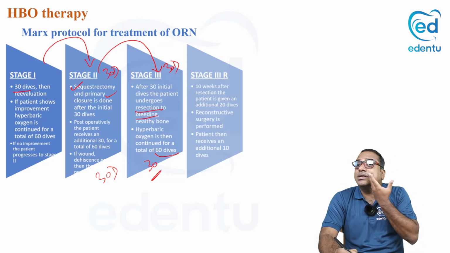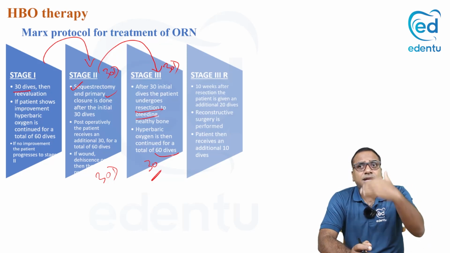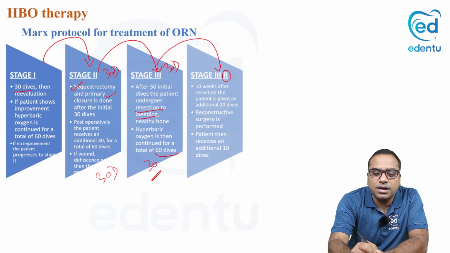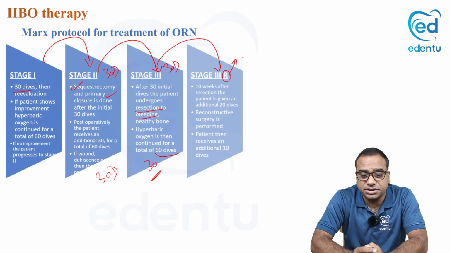So now one part is cut. Suppose half of the mandible is cut and thrown. So you cannot leave the patient like that. First let it heal, recall the patient, and then you do reconstruction. R for reconstruction.